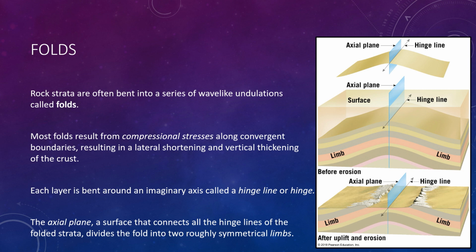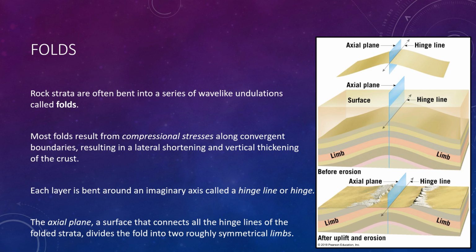Folds are also described by their axial plane, which is a surface that connects the hinge lines of the folded strata. In simple folds, the axial plane is vertical and divides the two folds into roughly symmetrical limbs. However, the axial plane often leans to one side so that the limb is steeper on one side than the other. So there's a lot of definitions here, but just note that we're talking about folds, so rocks that get bent. Each side is a limb, and in the middle we have a hinge where it gets bent. And this plane dividing the two sides is called an axial plane.